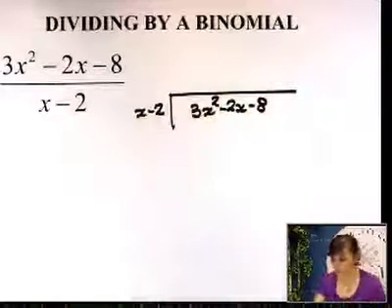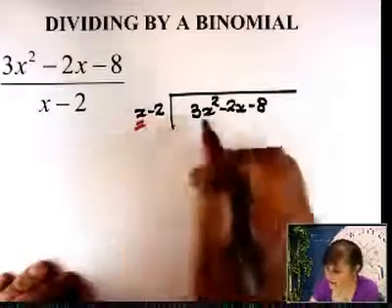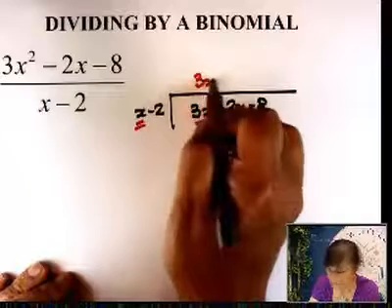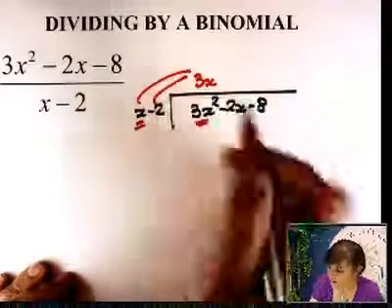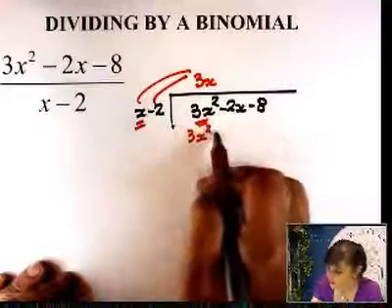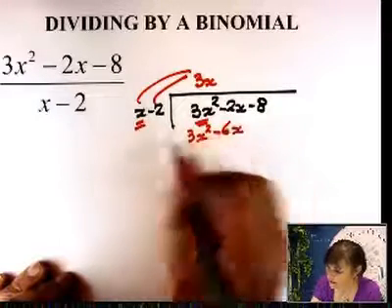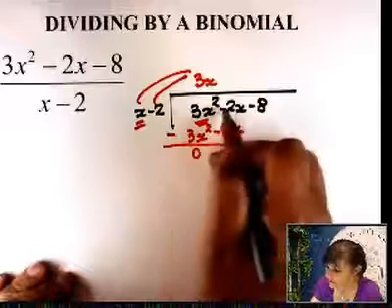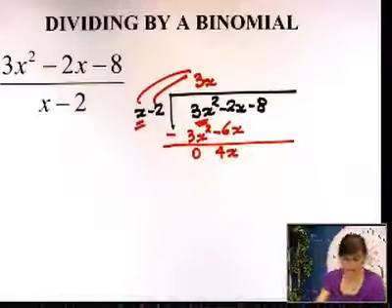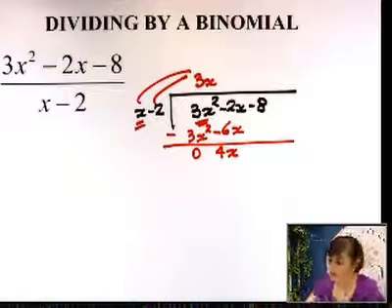I did the first one. How do I get from x to 3x squared? I need to multiply it by 3x. I have 3x squared. 3x times negative 2, negative 6x. Take it away. This one is 0. Negative 2 plus 6, that's 4x. Next step. Bring the next one down.